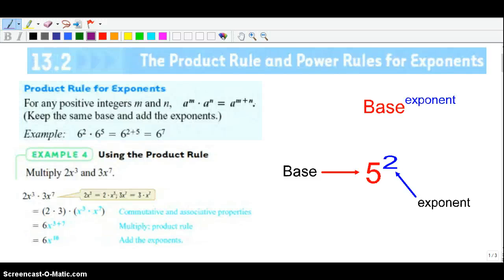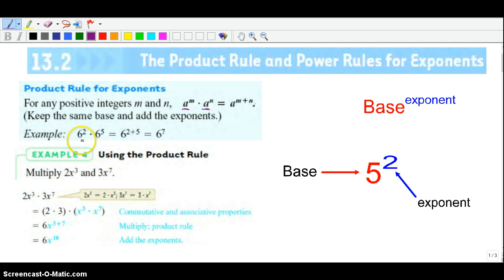Okay, so a review of part of chapter 13. We're going to look at 13.2 and 13.5. First part is looking at the product rule. So here's our product rule right here. Basically, if you have the same bases and you're multiplying them together, you add the exponents.